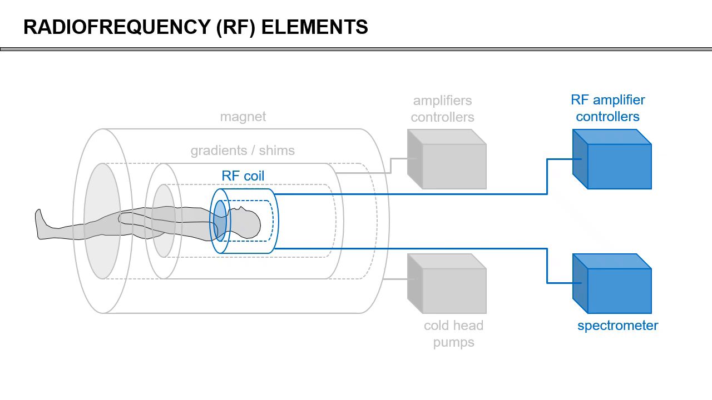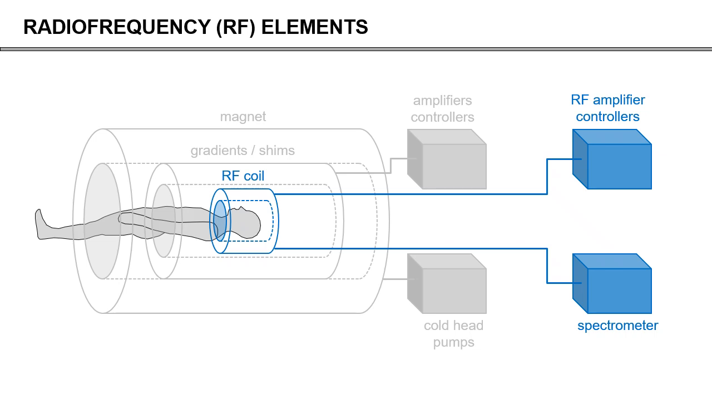The radio frequency coil has two main functions. The first one is to transmit radio frequency pulses that excite and perturb your magnetization. And the second is to pick up your NMR signal, detect it, and process it into MR images or MR spectra.